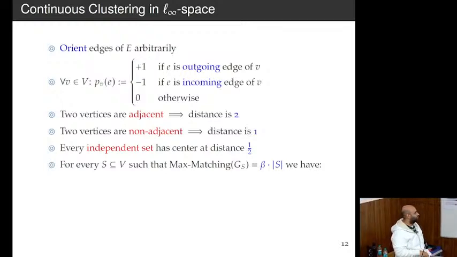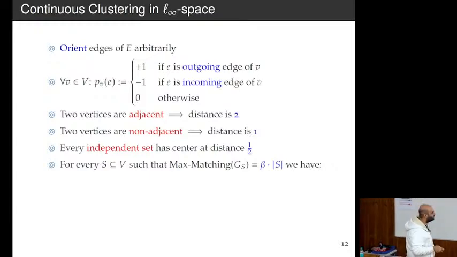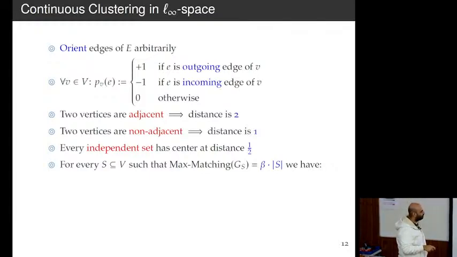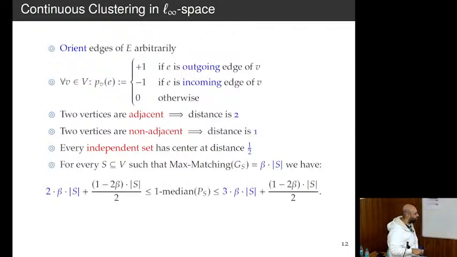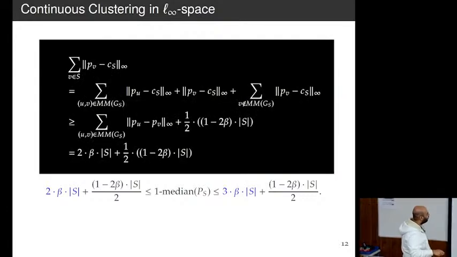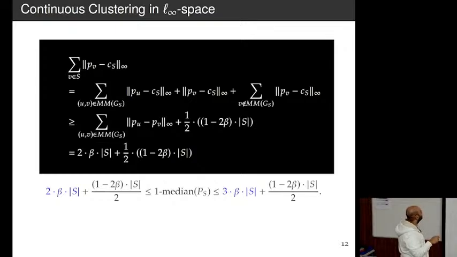Good. So now let's just analyze what the clustering cost is. So take any subset of vertices S. Let's say its max matching cost is beta times S. And then I claim this. So let's go over this slowly. So what is the one median of the point set corresponding to set S? It's basically just, there is some optimal center CS, and then I sum over the distances for all points PV, V in S.